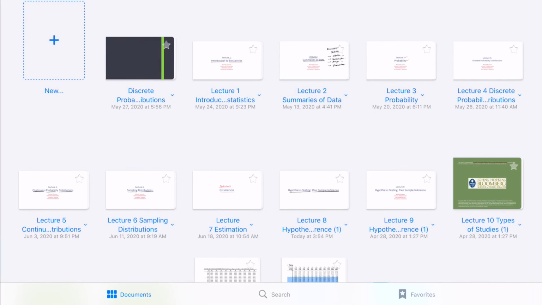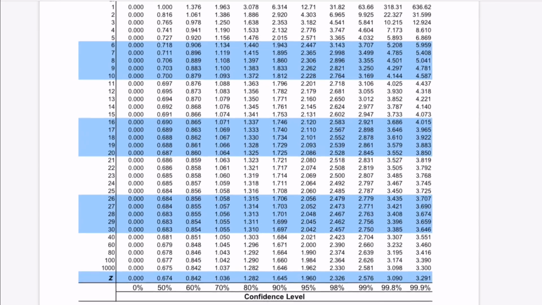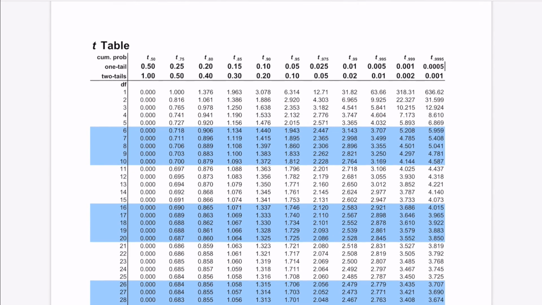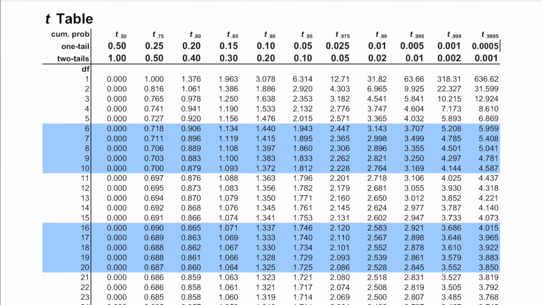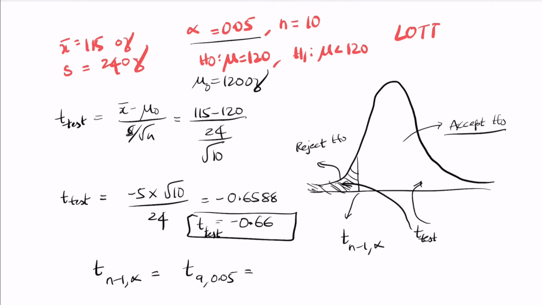So open the T-table. In the T-table, remember, we have one-tailed test and two-tailed test. So look for the one-tail part. In one-tail, we are looking at 0.05 and a df of 9. So at 9 and 0.05, the value is 1.833. So this value is minus 1.833. So this is the value for t n minus 1.